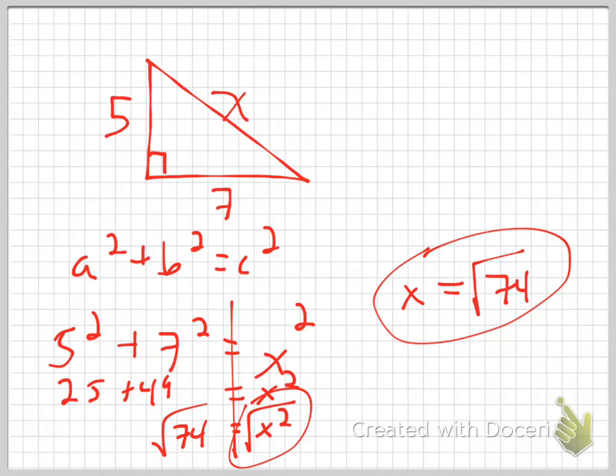If I told you to solve that, what else could I tell you? Like I said, the only thing you can do is say round to the, well, then it's not the exact answer. What's the exact answer? Square root of 74. Does that make sense?